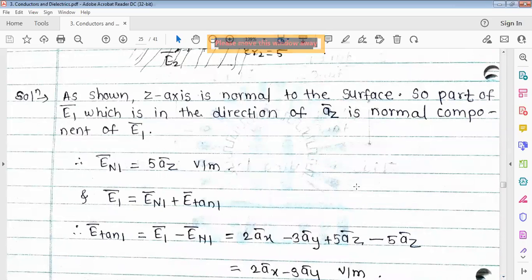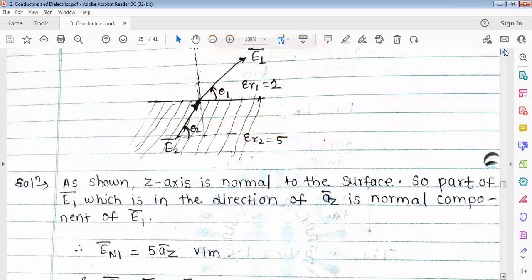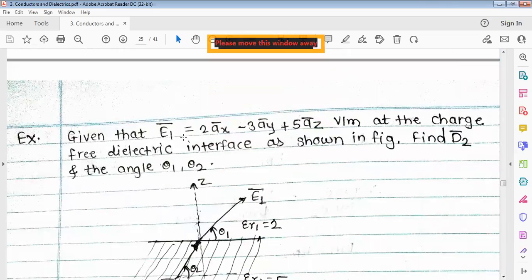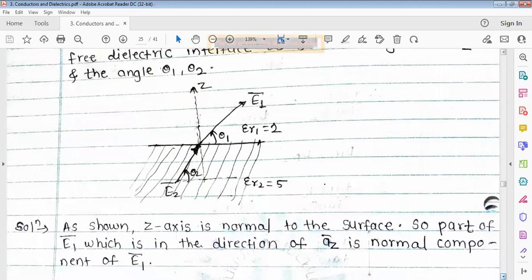Therefore, the normal component can be given as E bar n1 is equal to 5 A bar z. Now, how is this taken? Here the total E1 bar is given, that is the electric field intensity in all directions, in A bar x direction, A bar y direction, and A bar z direction. When we consider only the A bar z direction, this E1 bar will have only 5 A bar z.